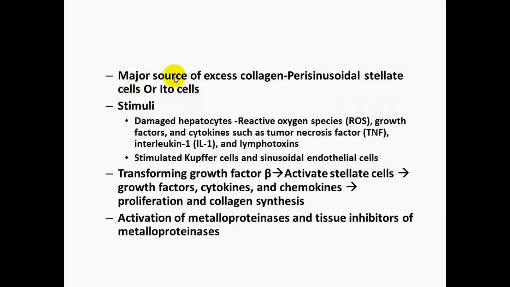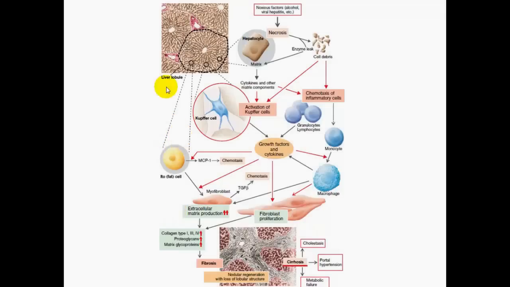Now that excessive amount of collagen, from where does it come? As I told you, from these perisinusoidal stellate cells or Ito cells. So these things are coming because of damaged hepatocytes. It will cause formation of these reactive oxygen species, growth factors, cytokines, lymphotoxins, and these things are going to stimulate the Kupffer cells, and the sinusoidal endothelial cells will form transforming growth factor beta, will activate the stellate cells, will activate the growth factors, cytokines, and chemokines even further, and will lead to proliferation and synthesis of collagen. Plus there is some balance or imbalance between the activation of metalloproteinases and TIMPs. So here you go, you can see this is a normal liver lobule. You have the central vein, you have this portal triad.